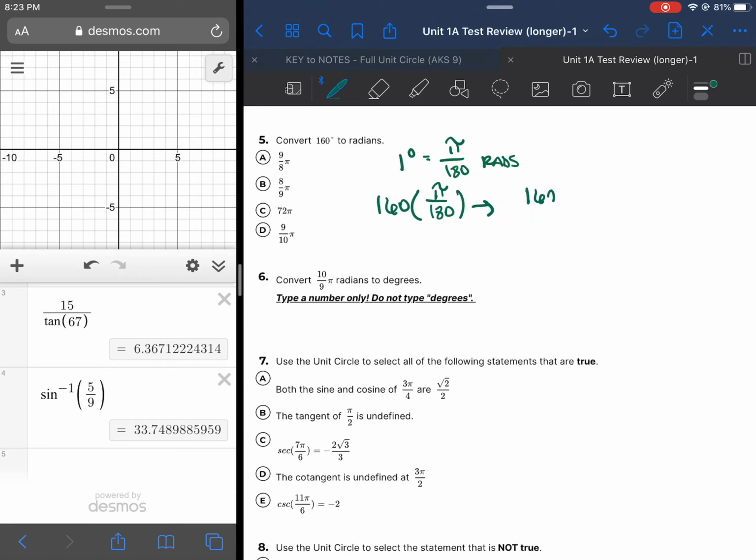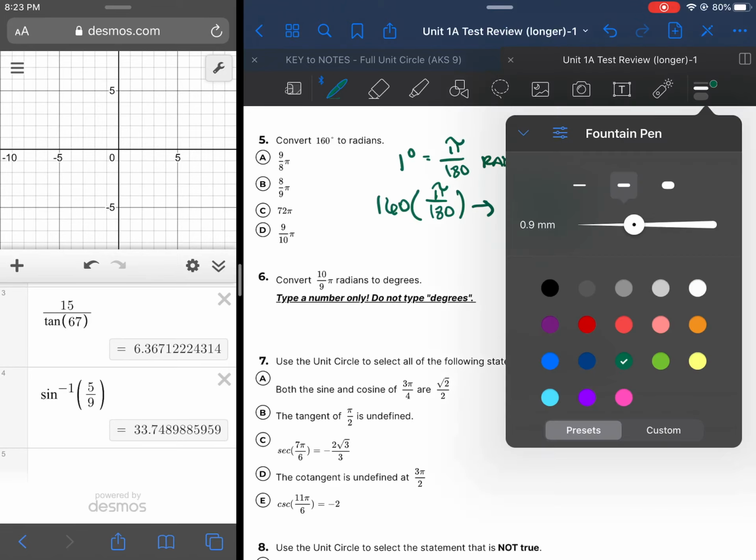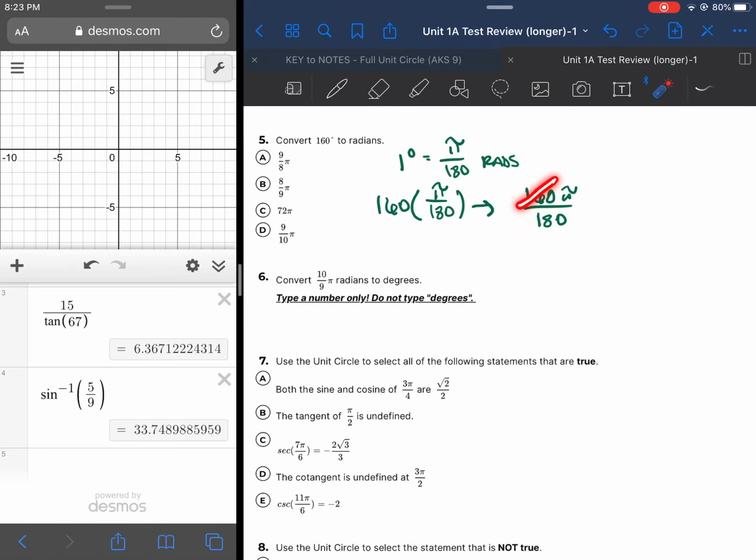This is going to give us 160 pi divided by 180, and now it's all about simplifying our fraction here. Well, notice that in this fraction, both 160 and 180 can be divided by 20. So if I divide 160 by 20, I'm going to get 8. But if I divide 180 by 20, I'm going to get 9. And the pi is going to be left over, so we get 8 pi divided by 9, or 8/9 pi.